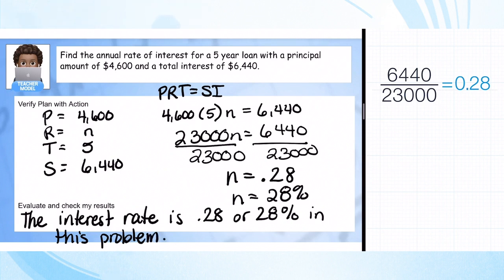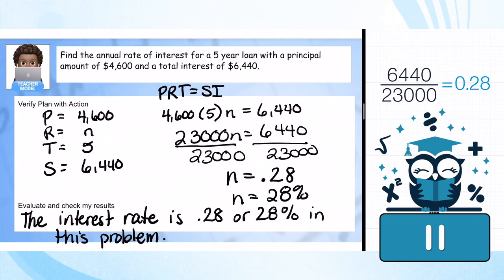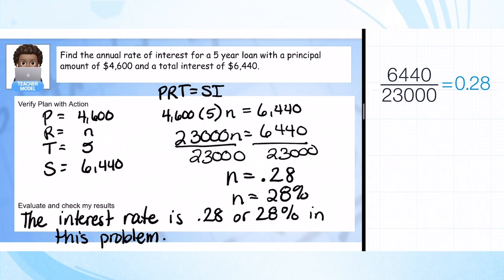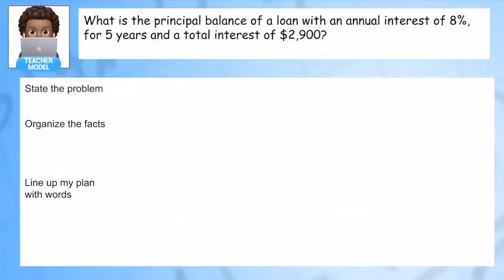And like I just said, pretty simple. As long as you know your principal, your rate, and your time is equal to simple interest, all we're doing is our plan of substituting and solving for the unknown using our EE skills. See, I told you once you use PRT, it seems pretty simple. So let's try a second one. What is the principal balance, this time we want the P, of a loan with an annual interest of 8% for 5 years and a total interest of $2,900?